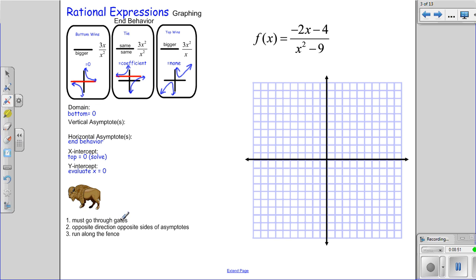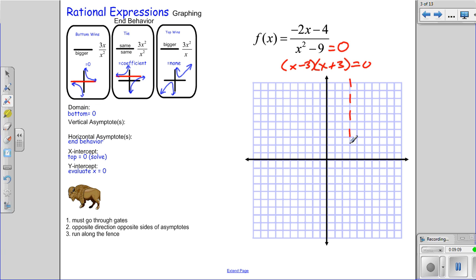So let's go through and talk about each one. The first one says the domain is when the bottom is equal to 0. So this is really x minus 3 and then x plus 3. Setting it equal to 0, the two values are going to be positive 3 and negative 3.